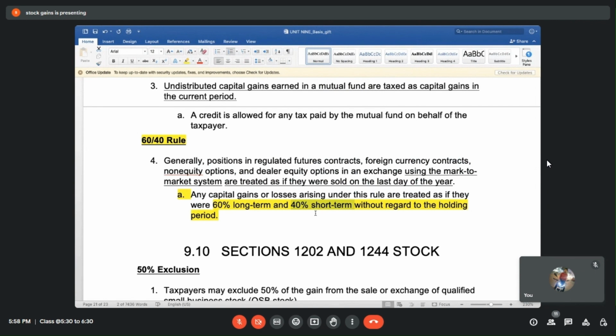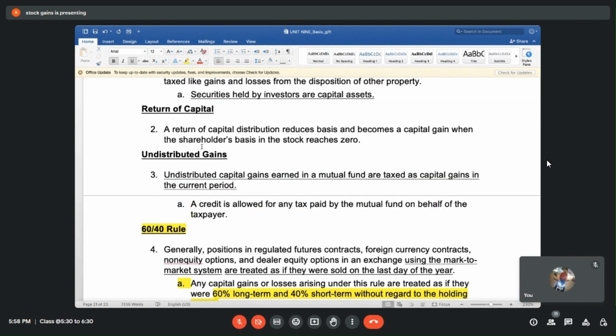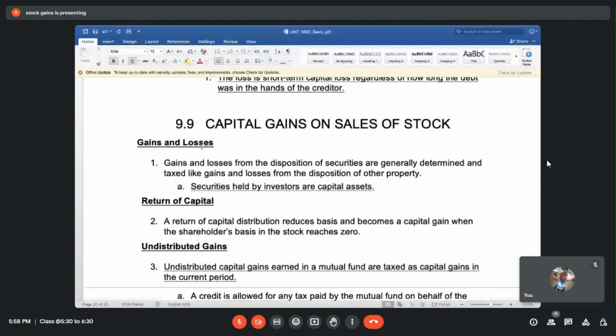But if this transaction is happening on some other stock exchange where a 1099 is not being issued, then at least we know the rules: how do we collate it, how do we summarize all these transactions. Then we can go with the 60-40 rule. Okay, any questions here? We can go to the next topic.